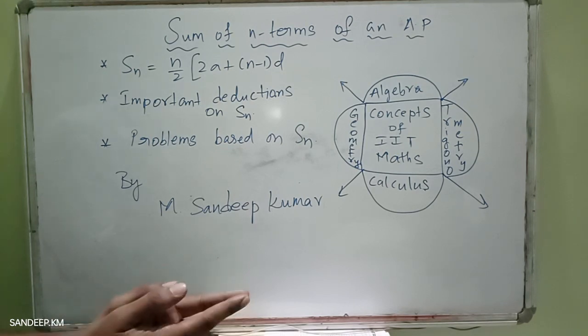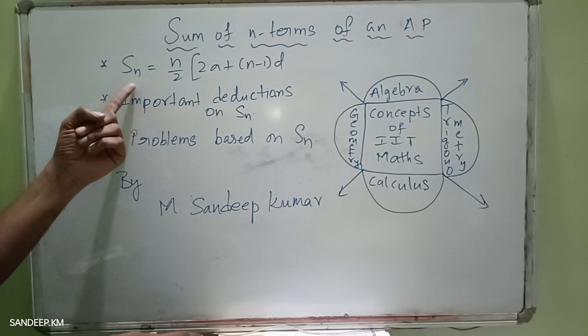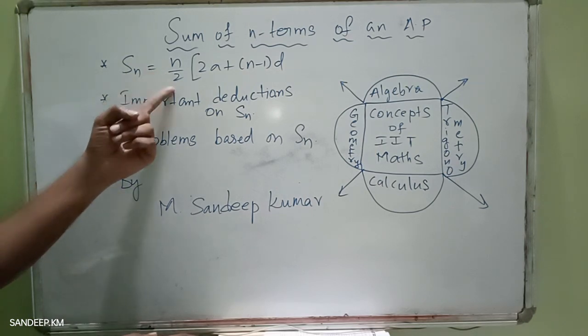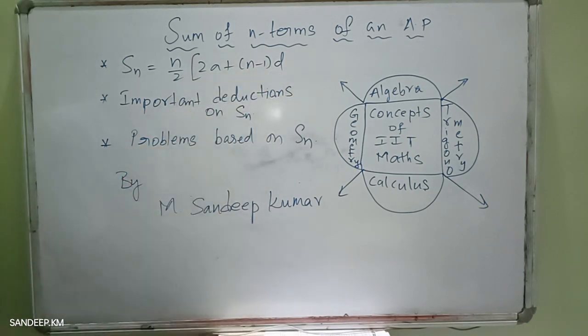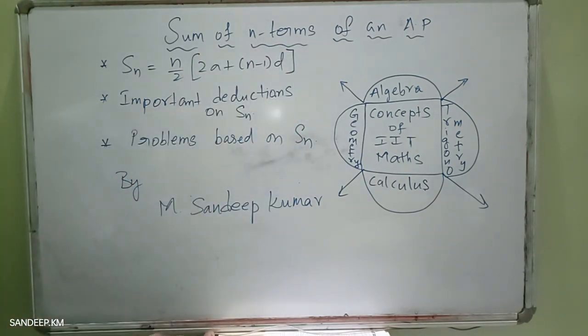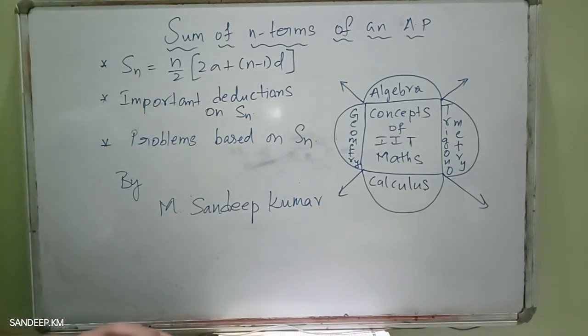The subtopics that we are going to see today are how to derive the formula to find the sum of n terms, Sn is equal to n by 2 into 2a plus n minus 1 into d. The second subtopic is some important deductions on Sn. And the third topic is the problems based on sum of n terms. So these are the three things that we are going to see in today's video. So let us continue. First, let us derive the sum of n terms of an AP.